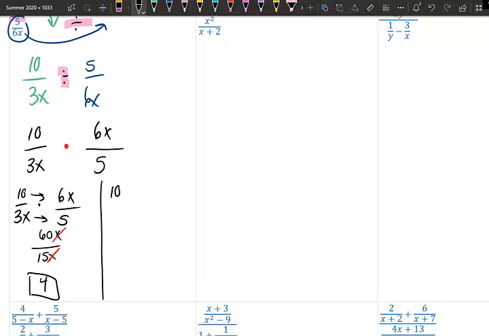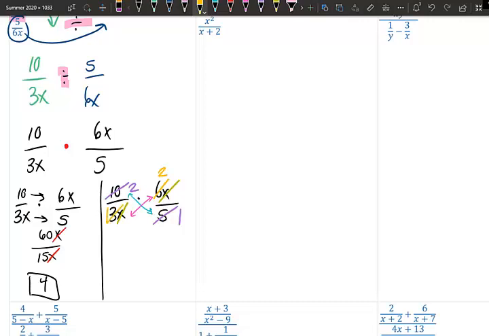Another way is to do something called cross multiplication. Cross multiplication is where we look diagonally to see if there's anything that they may have in common. So let's see. 10 and 5, they have 5 in common. So 10 divided by 5 is 2, and 5 divided by 5 is 1. Now we look the other way. They both have an x, so that cancels. And then 6 and 3 have 3 in common. So 6 divided by 3 is 2. 3 divided by 3 is 1.